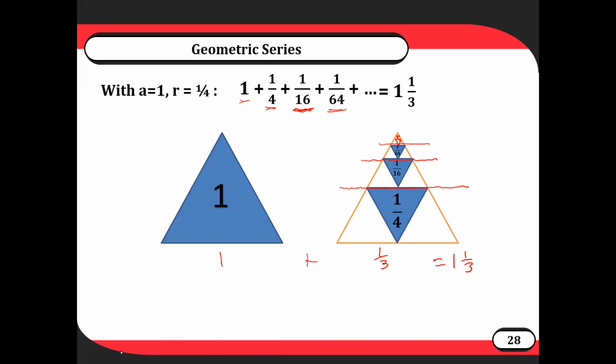And you can draw these pictures for any r less than, or generally speaking, less than 1, but technically we can have negatives in there as well, and it'll still converge.